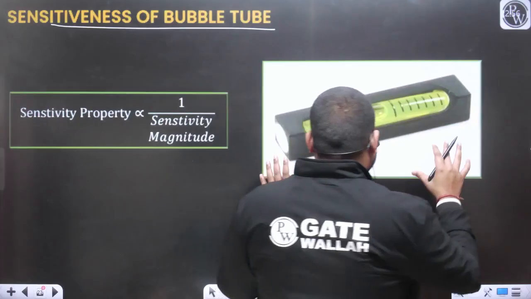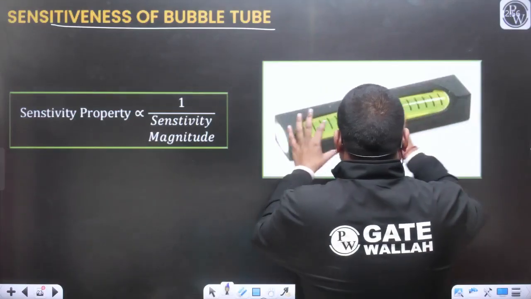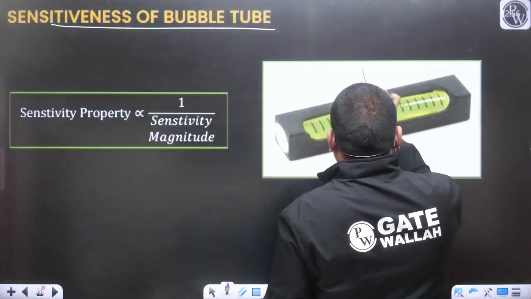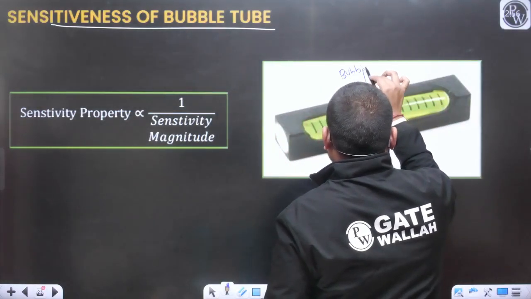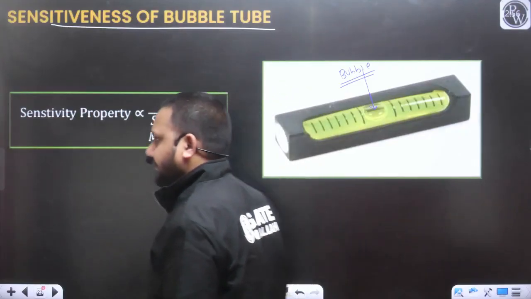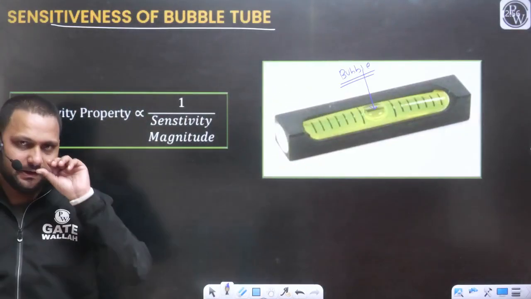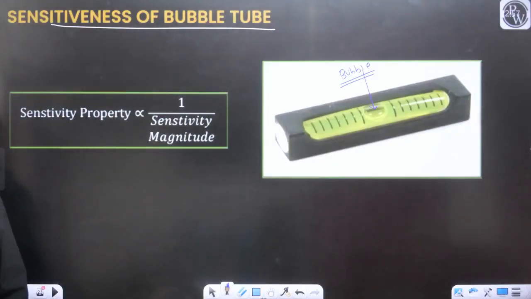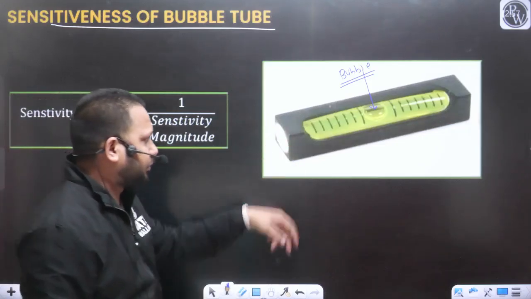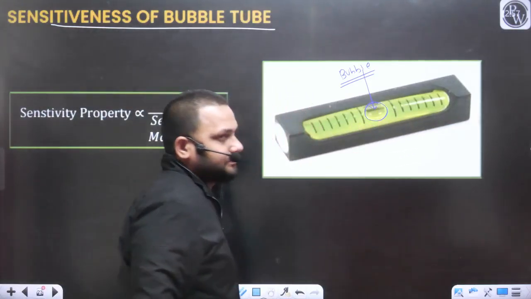So as you can see in this diagram, there is a level tube or bubble tube. A liquid is filled and here you will find a bubble. Can you see this diagram clearly? There are some graduations, as you can see, and this is the bubble.